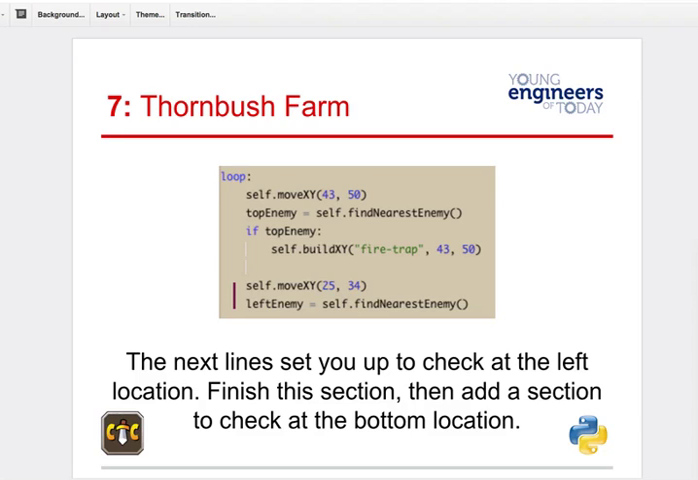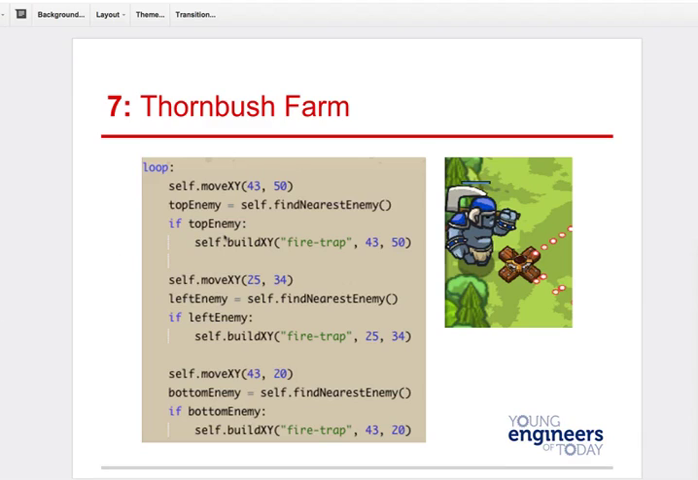So in this case, you're doing another loop. You're moving. Find the nearest enemy. If it's the top, you're going to attack it. If left enemy, find the nearest enemy again, only you're going to send it to left enemy. And I think you can see where we're going with this. If you've got that top enemy, fire trap right there. Okay.